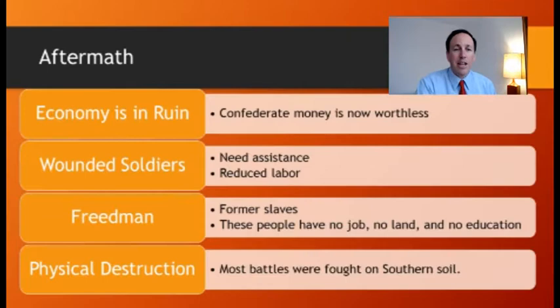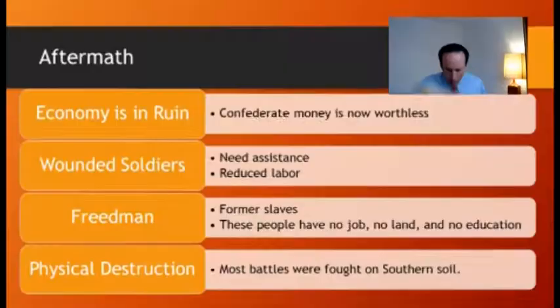Here we go. The economy, it's in ruins. Confederate money is now worthless. Real quick, here's some different Confederate bills. They're all from around 1864. Here's one from Georgia. Cool. Okay, so the economy is in ruins. The paper money. Why would the Confederate money be worthless all of a sudden? Because there is no Confederacy anymore. That country no longer exists. Your money is now worthless.